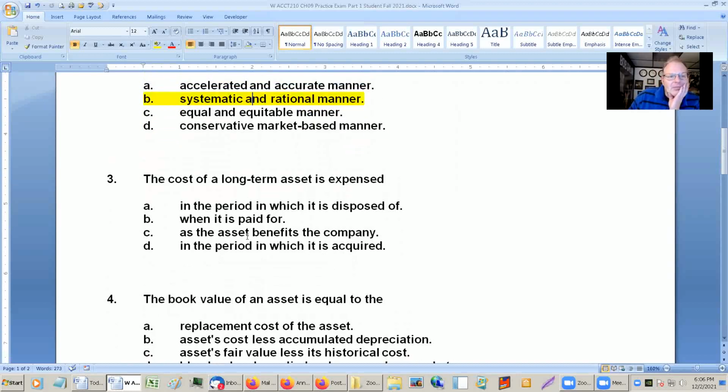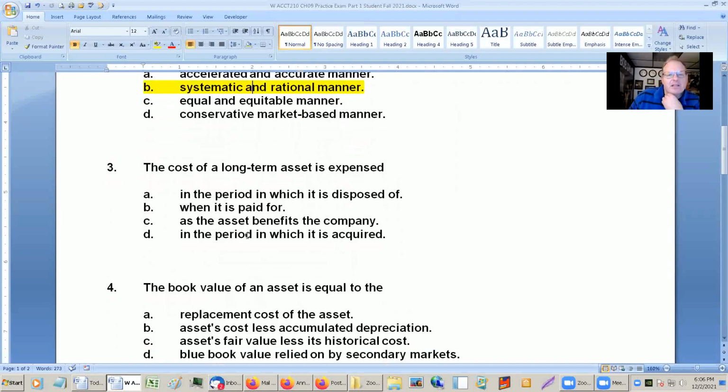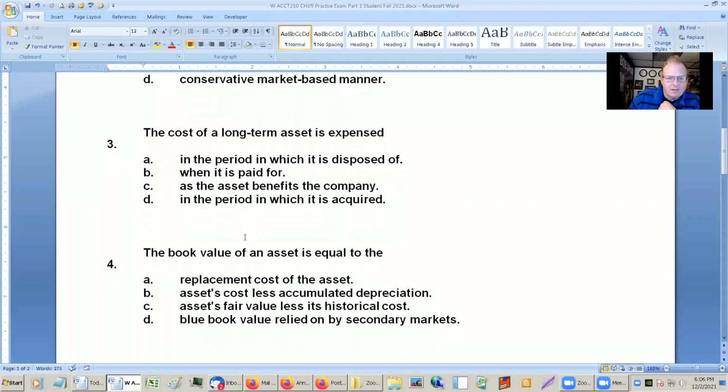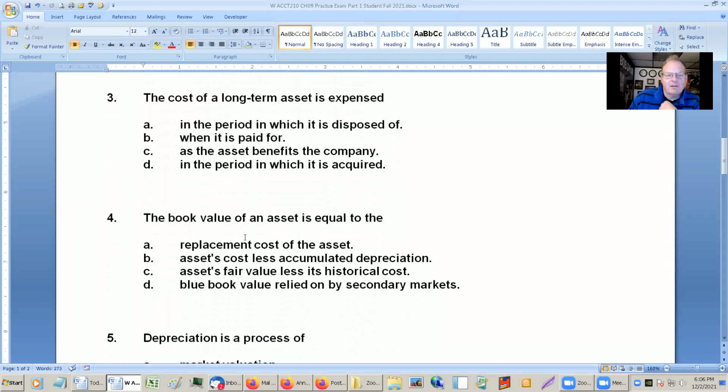Okay. The cost of a long-term asset is expensed in A, in the period in which it is disposed of. Nope. When it is paid for, no. As the asset benefits the company, no. I did D. Nope. C. Yep. You dismissed C, and that was it.